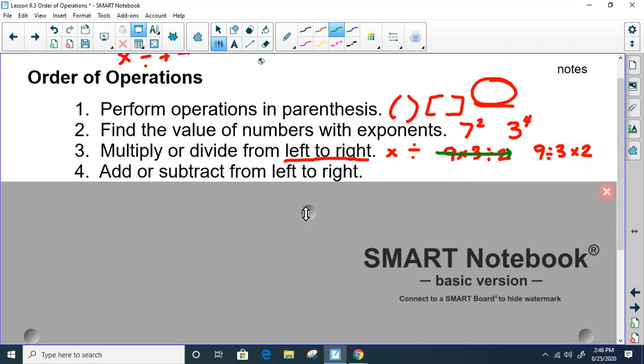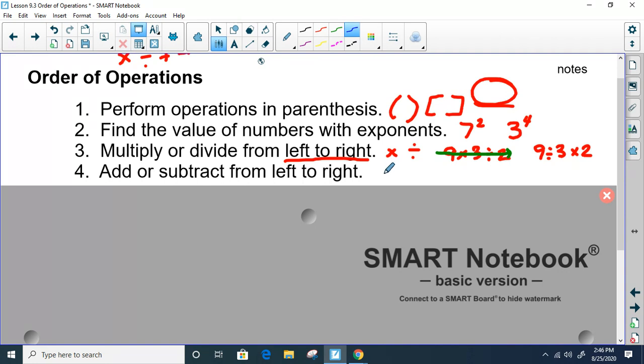Our fourth step is actually to add or subtract from left to right. So this is the same type of situation. If I had 9 plus 3 minus 2, I would have to add 9 plus 3 before I subtracted. But if the subtraction sign came first, 9 minus 3 plus 2, I would have to do 9 minus 3 before I could add the 2. So these are the same step. However, it does matter the order.